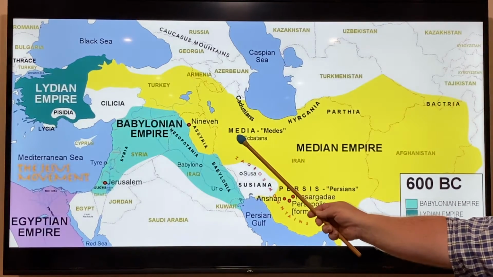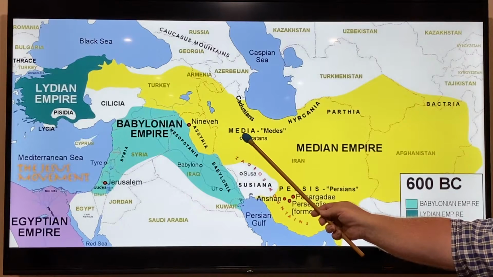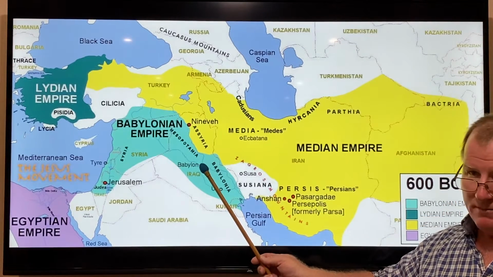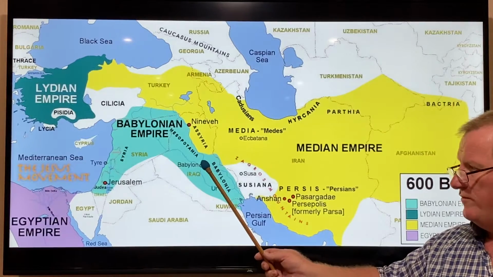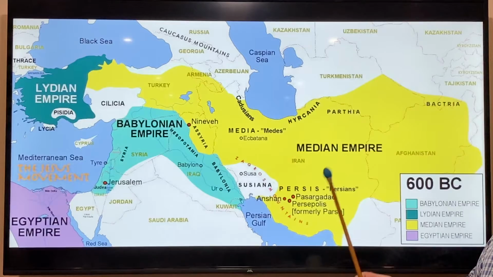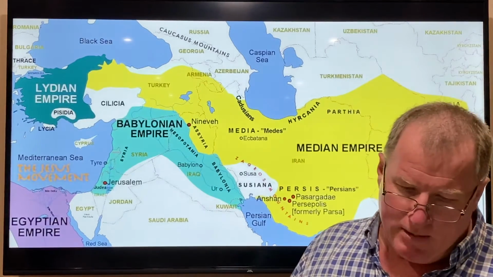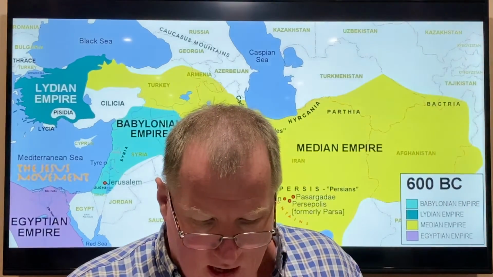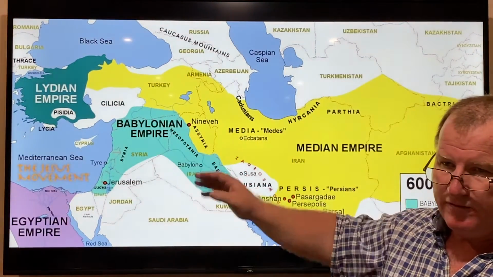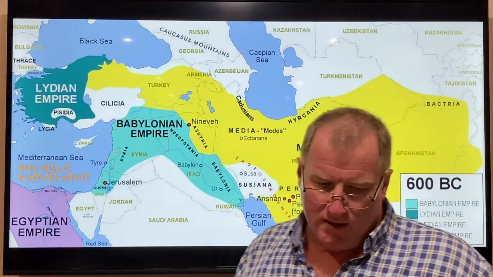The Medes rule from their capital up here at Ecbatana, and over here at Babylon is where the Babylonian Empire is ruled from this location. So this just gives us a little bit of context to all of these people's names and the purpose for the intermarriage to create peace and harmony between the borders of all of these different known empires.